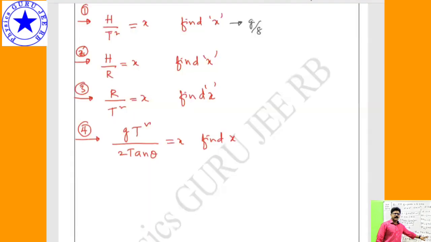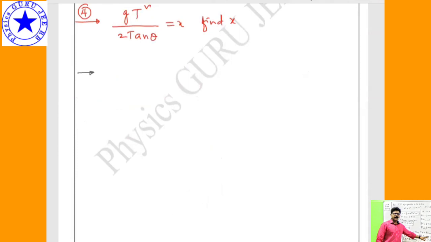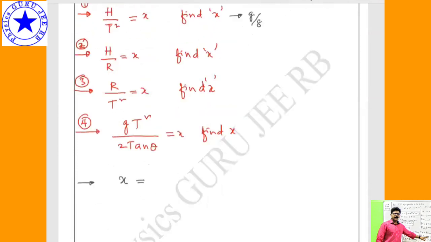Let us start. H by t square is equal to x. Find the value of x. So the value of it is g by 8. How to get that one? Let me take it. Your given question is x is equal to h by t square, where h is the maximum height. So only simple calculation here.